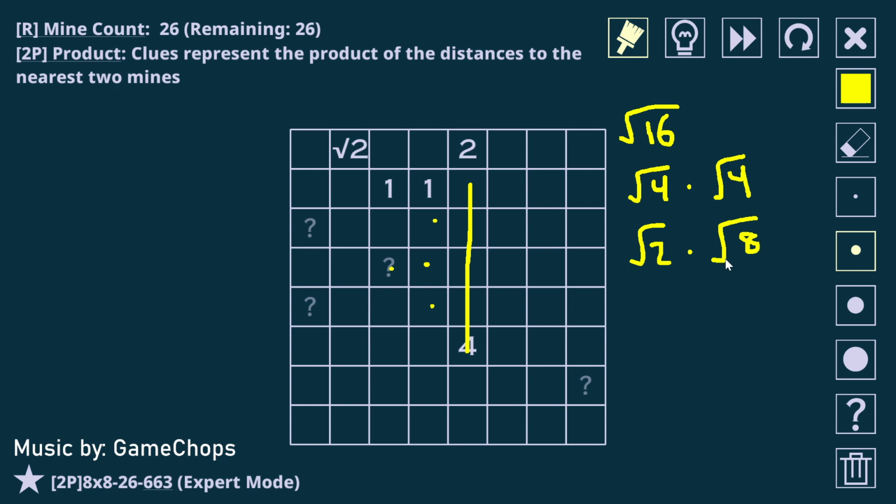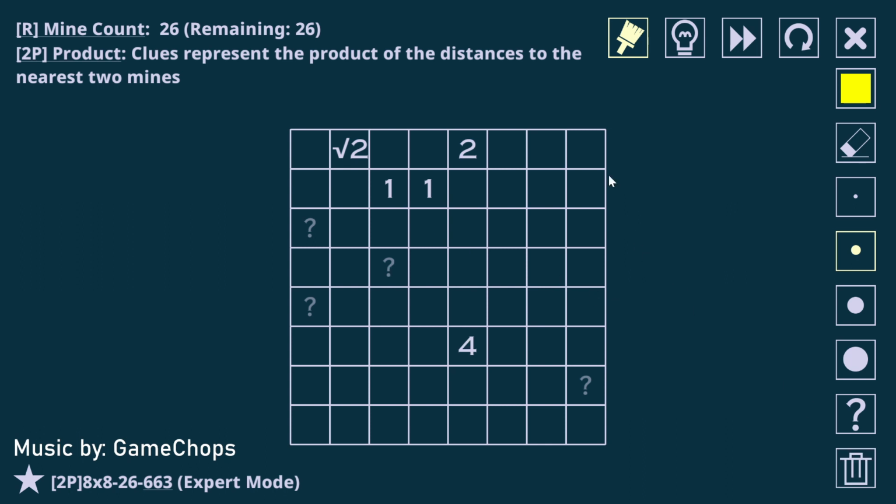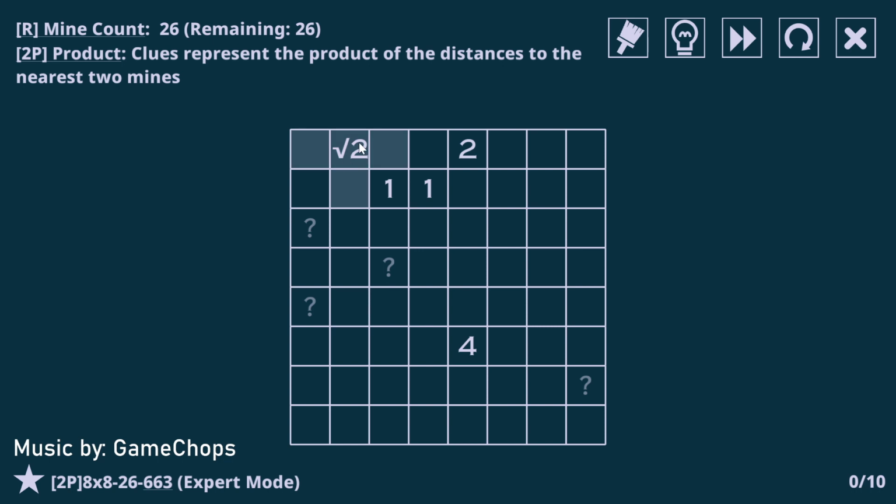And in fact, let's look at root 2 times root 8. Oh, I clicked on so many, I can't even undo anymore. I think we should look at this though. Yeah, this must be 1 times root 2, so there has to be a mine here. This 1 here means there's at least 1 mine here, so there can't be a mine here, there has to be a mine here.